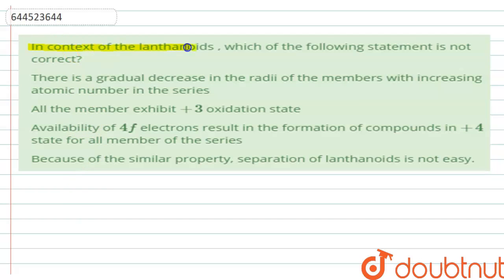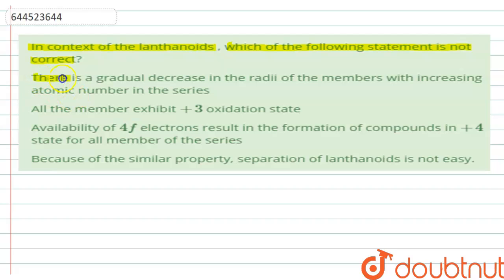Hello students, let us have a look at the question first of all, which is that in context of the lanthanoids, which of the following statements is not correct? We have been given four statements and we need to find out which one is the incorrect one. Now let us take them one by one.